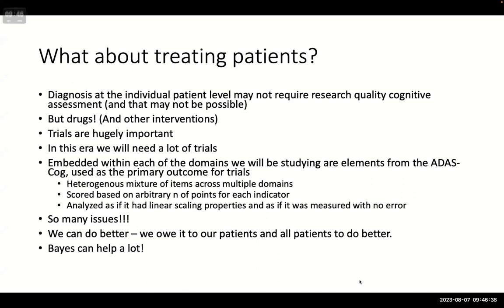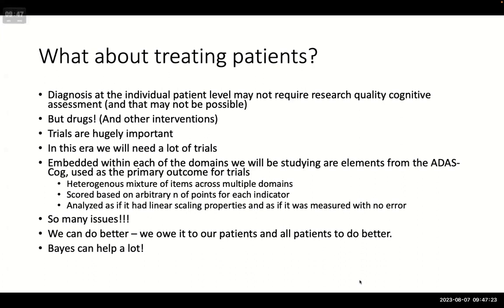So very briefly on treating patients. So I had research and then clinical practice. I'm a clinician, a physician, and diagnosis at the individual patient level may not require research quality cognitive assessment, and it may not be possible. So I work at a safety net hospital. We've got people coming from all over the world, and you've got somebody who's a Somali immigrant, and they bring their mom into clinic, and there's no way we're going to have research quality tests in Somali developed tomorrow. It's just not going to be feasible. So we have to do what we can with the tools we have, and it may not be possible to have research quality cognitive stuff for everybody, and that may not be necessary. We should be able to treat that person's mom and figure out what's going on with our tools that may not be research tools.